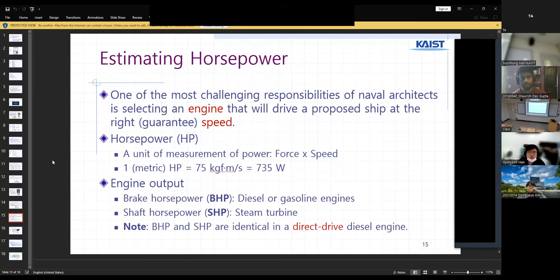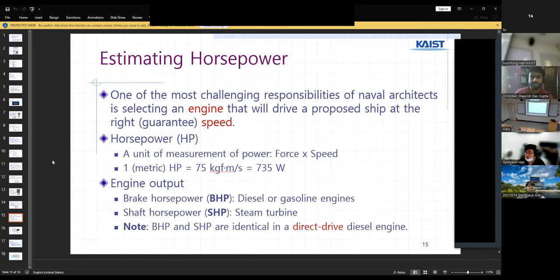Now, estimating horsepower. So one of the most challenging responsibilities of naval architects is selecting an engine that will drive a proposed ship at the right speed. So horsepower is basically a unit of measurement of the power of the engine. It's used in all types of transportation. A formula is very simple. It's force multiplied by speed. And the unit is HP, horsepower, which is equivalent to 735 watts.